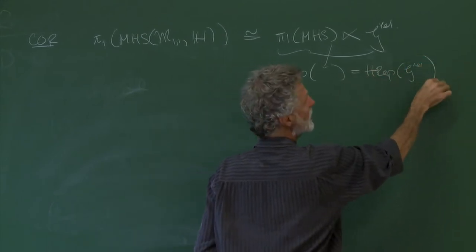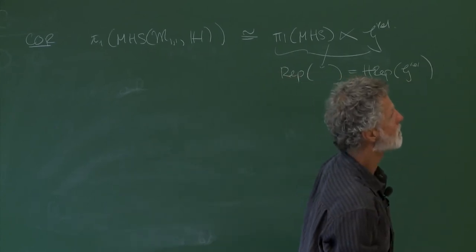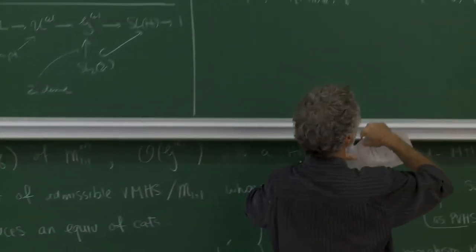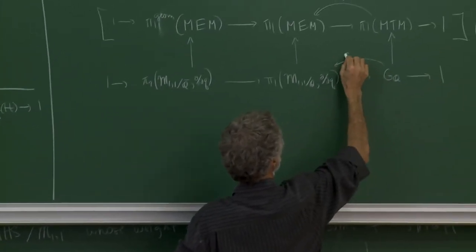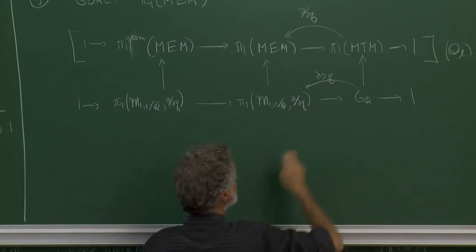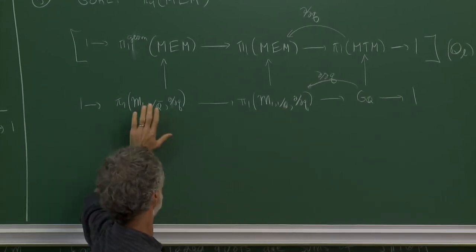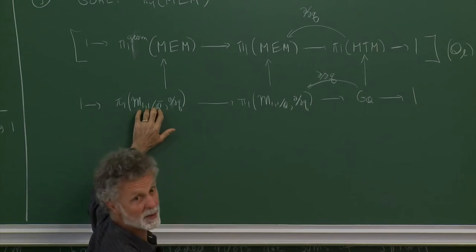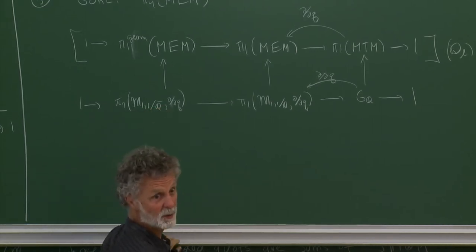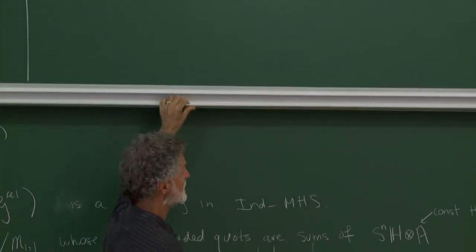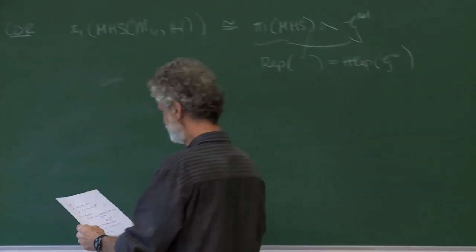It's a similar situation to this. I mean, we've got a splitting here coming from DDQ. What's a representation of this group? You can think of it as a G_Q equivariant representation of this group on a Galois module. Just the analogous statement.